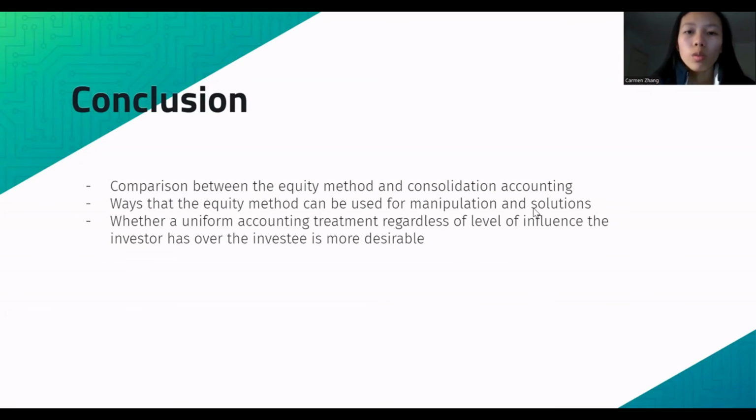To conclude, we first compare the equity method with consolidation accounting, explain how the equity method can be taken advantage of, then present solutions to mitigate the potential manipulation associated with the equity method, and finally discuss whether it is better to have a uniform accounting treatment and conclude that different treatment is needed for different levels of influence.